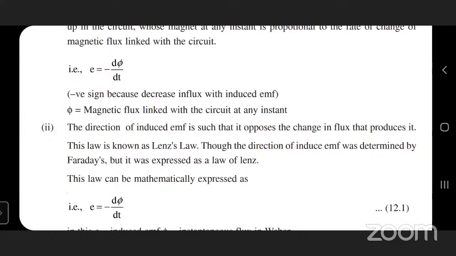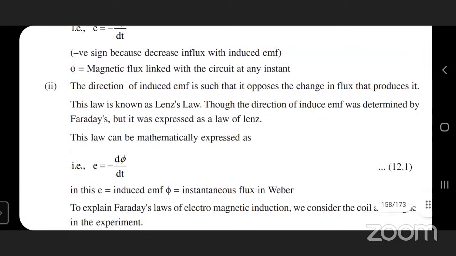The direction of the induced EMF is such that it opposes the change in flux that produces it. This law, known as Lenz's law, gives the direction of the induced EMF, which was determined by Faraday and was expressed as a law by Lenz.